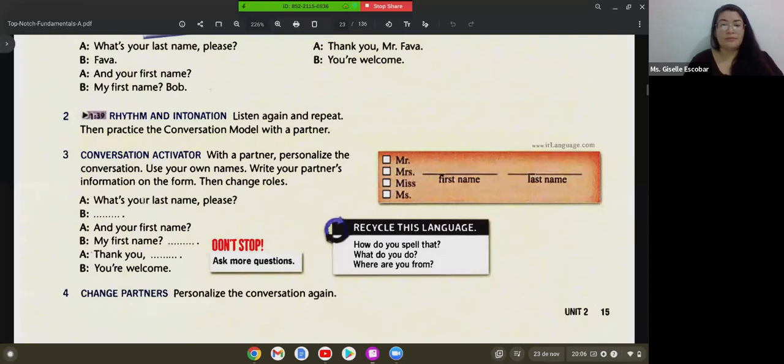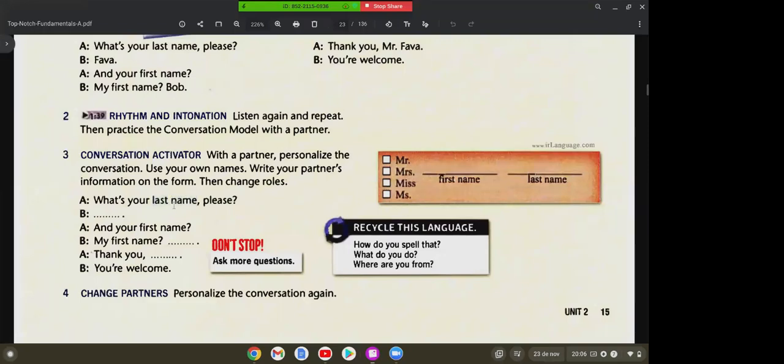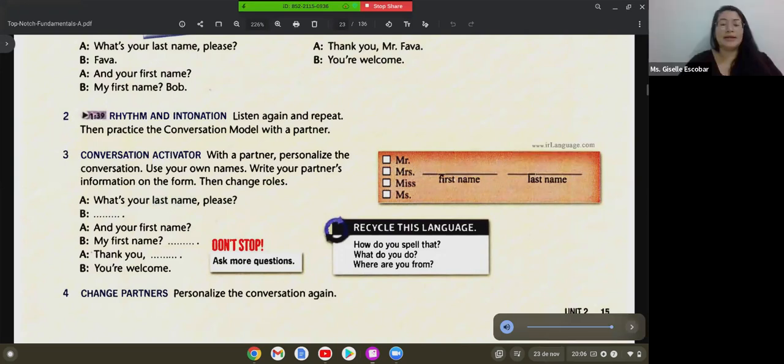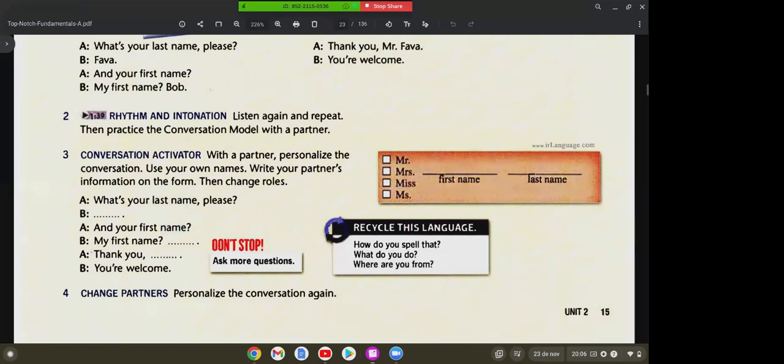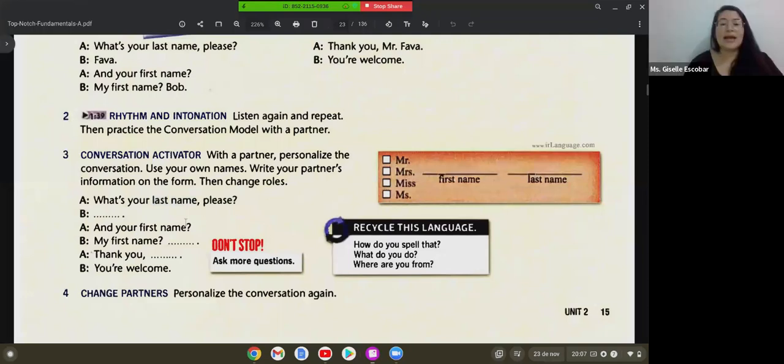Okay. So, keep in mind, last name significa apellido. Okay, let's keep that in mind. Last name es apellido. First name, tu primer nombre. Primer nombre. Awesome. So Brian and Anna, you can start.